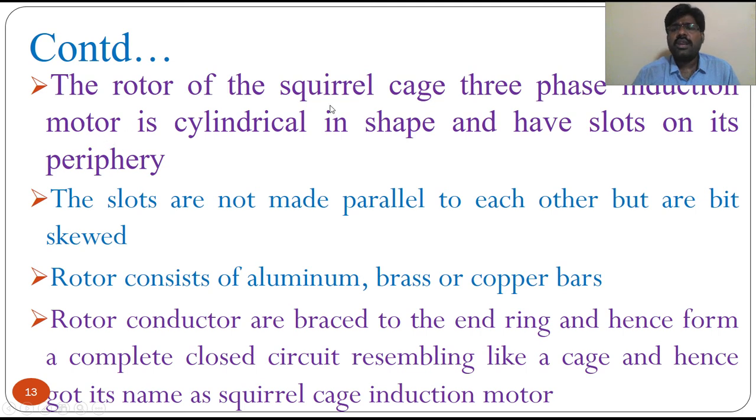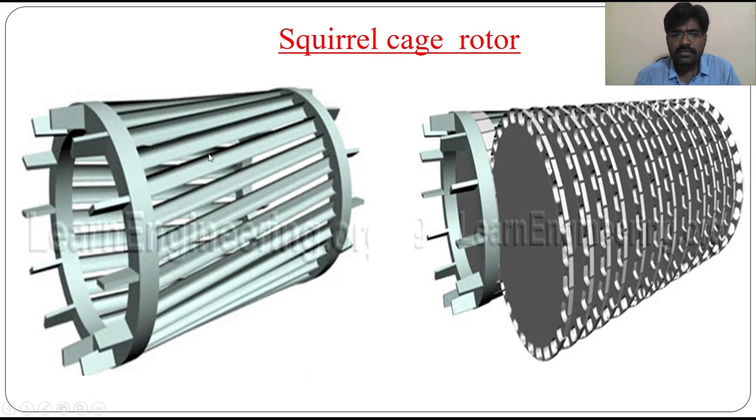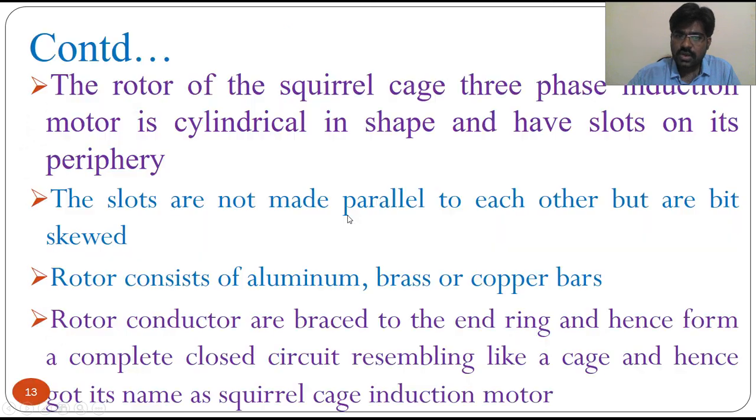So how the rotor works: the rotor of the squirrel cage three-phase induction motor is cylindrical in shape, okay, and has slots on its periphery. So these are the slots. A number of slots are there on its periphery, or you can say on this outer layer. These slots are also called rotor slots.